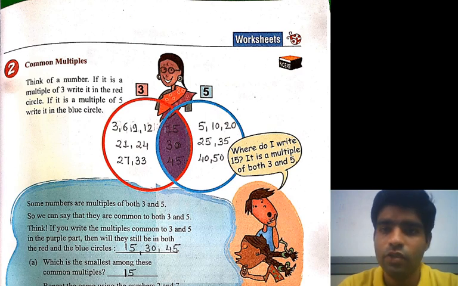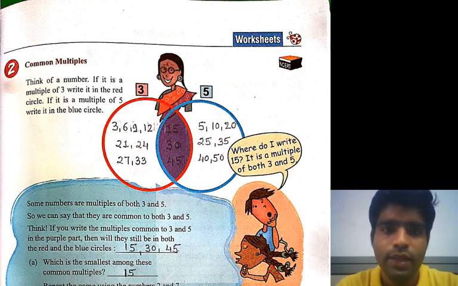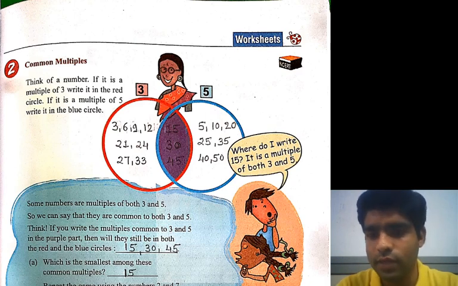Next one, this is a common multiple. Now this is our next topic, the name is common multiple. Think of a number. If it is a multiple of 3, write it in the red circle, and if it is a multiple of 5, write it in the blue circle.